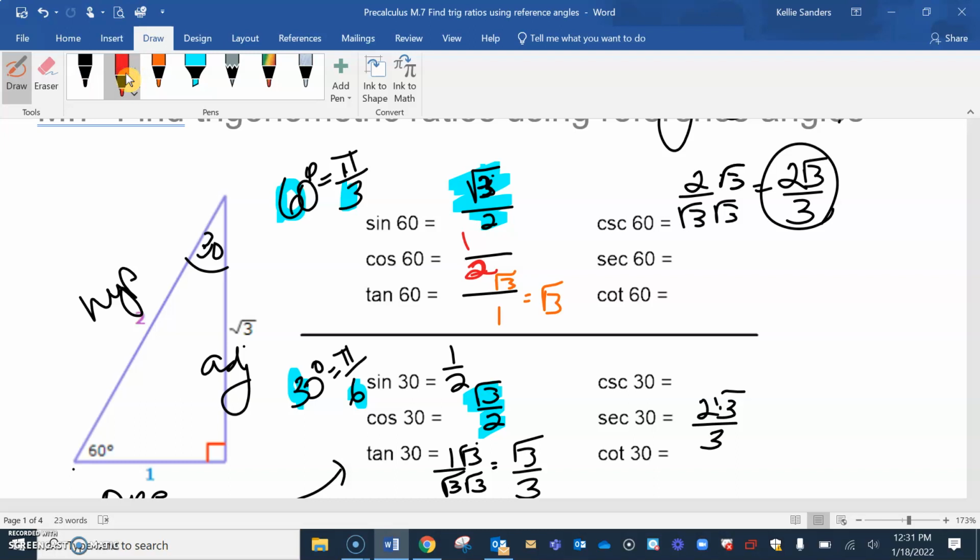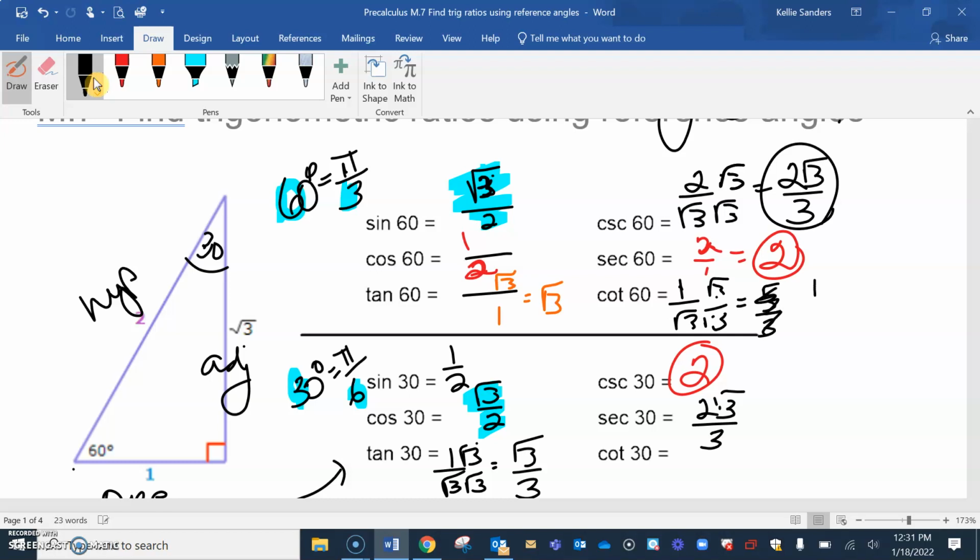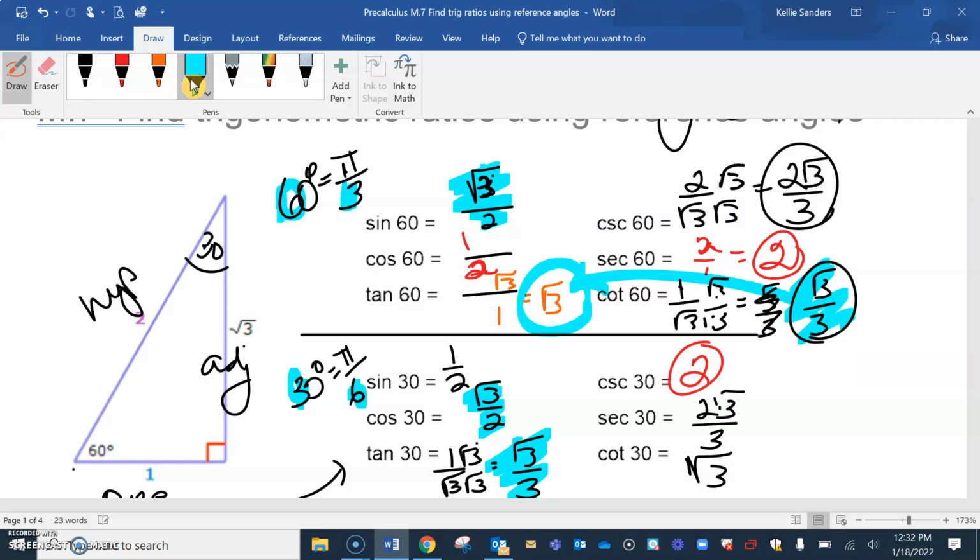Cosine 60 and secant would be 2 over 1, which is 2, and 2. And 1 over square root 3, multiply by square root 3, so it'd be square root 3 over 3, and square root 3 over 3. And this is going to be just square root 3, because if we already had square root 3 right here, what was the reciprocal of it? It would be square root of 3. So there you go on that.